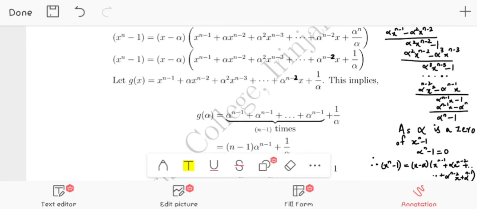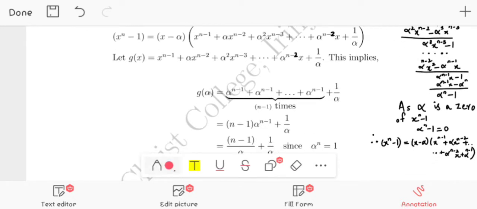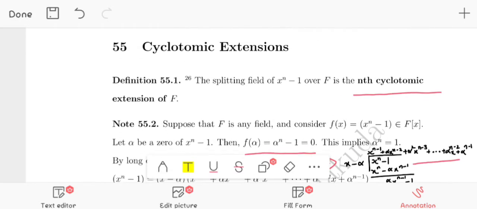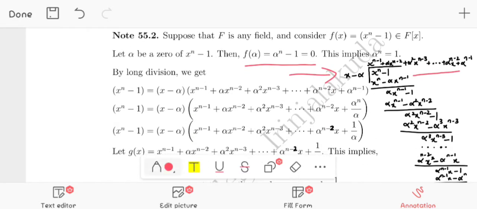And as alpha is a zero of x raised to n minus 1, we have alpha raised to n minus 1 equal to 0, and it is from here we get the equation x raised to n minus 1 equals x minus alpha into x raised to n minus 1 plus alpha x raised to n minus 2 plus etc plus alpha raised to n minus 2 into x plus alpha raised to n minus 1, which is given here.